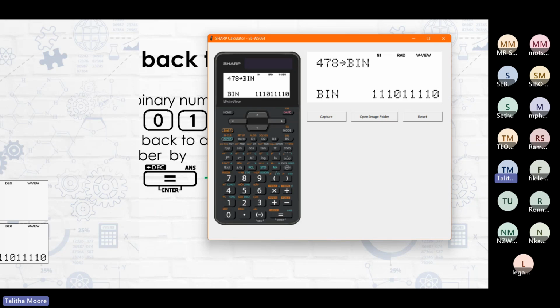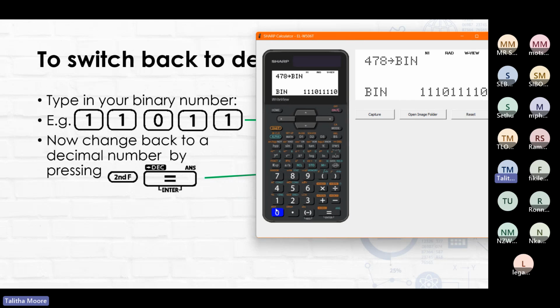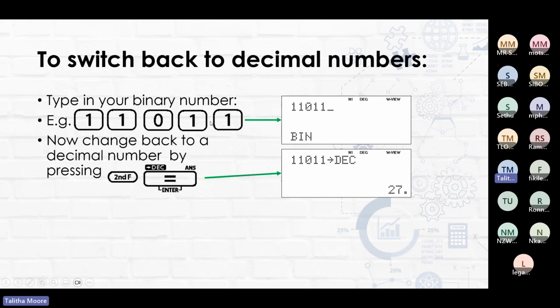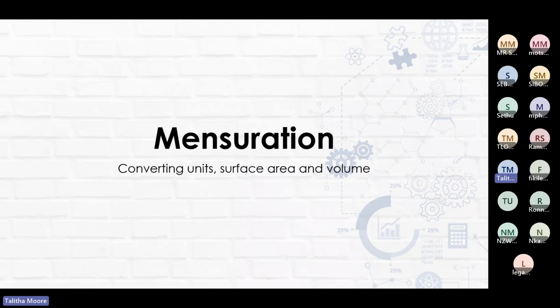Now that I'm in binary notation, I can simply write my binary number into the calculator. So 11011. And to convert back to decimals, I say second function and equals, and it gives me a value of 27. So it's quite easy to convert between binary and decimal notation.